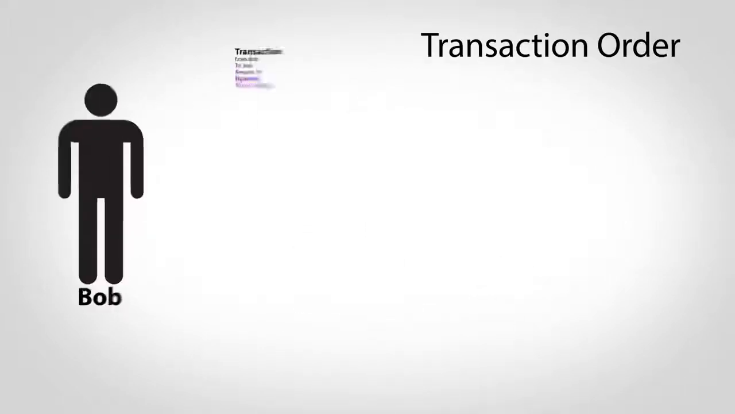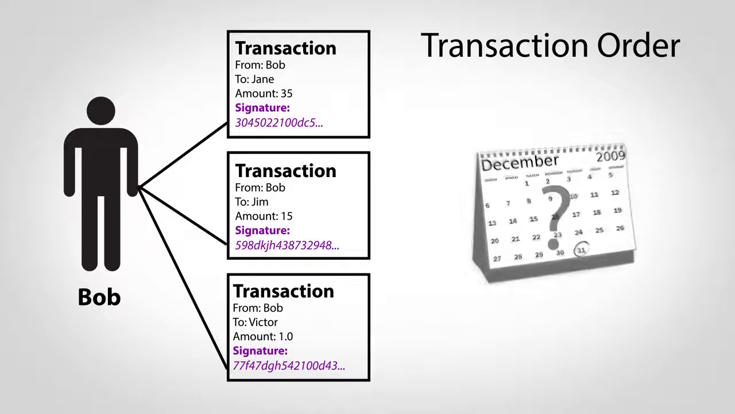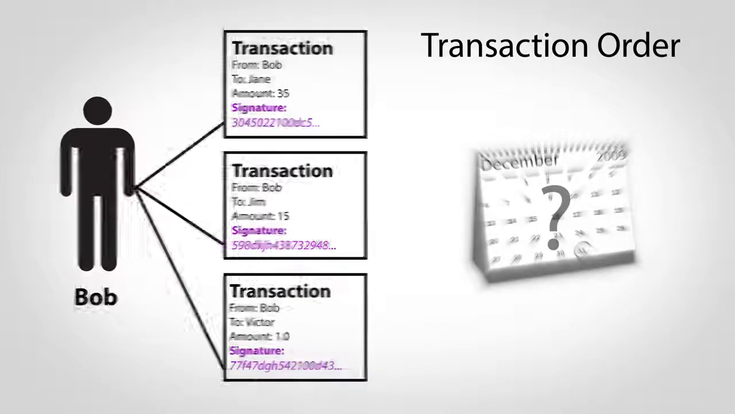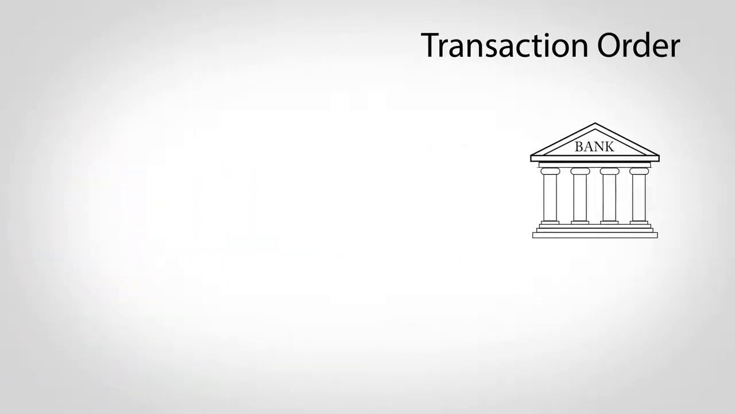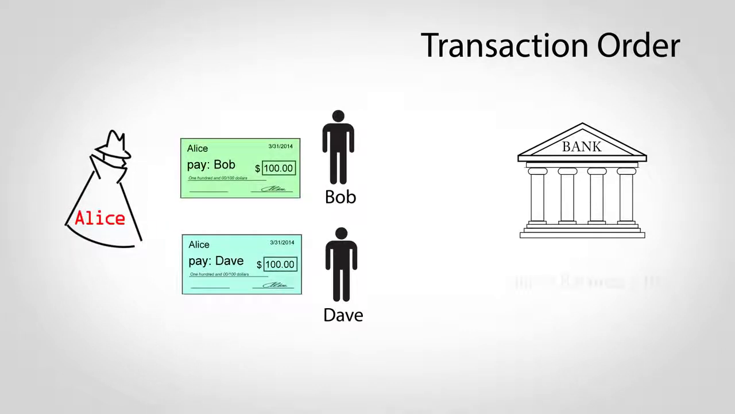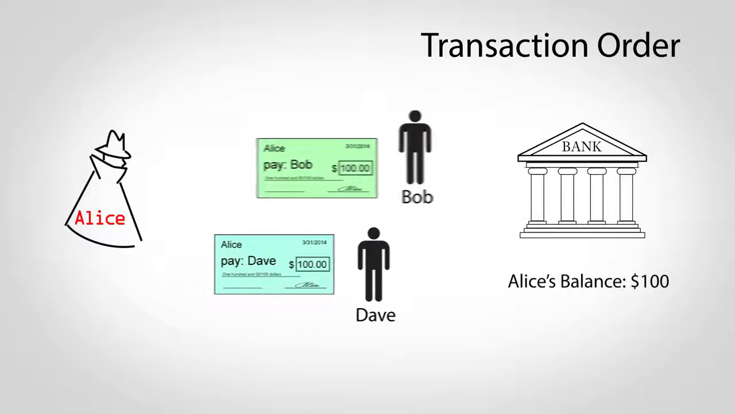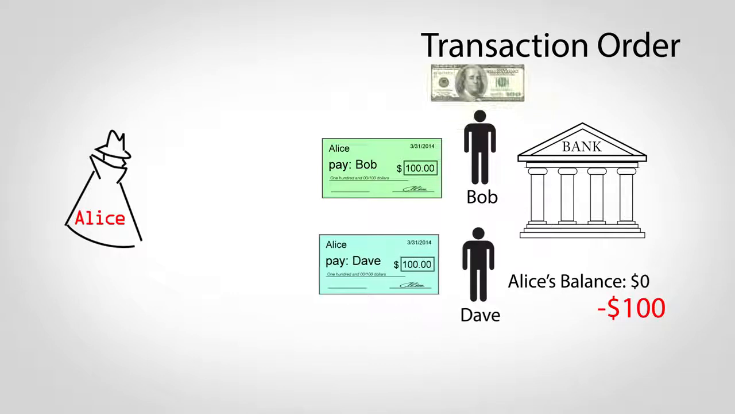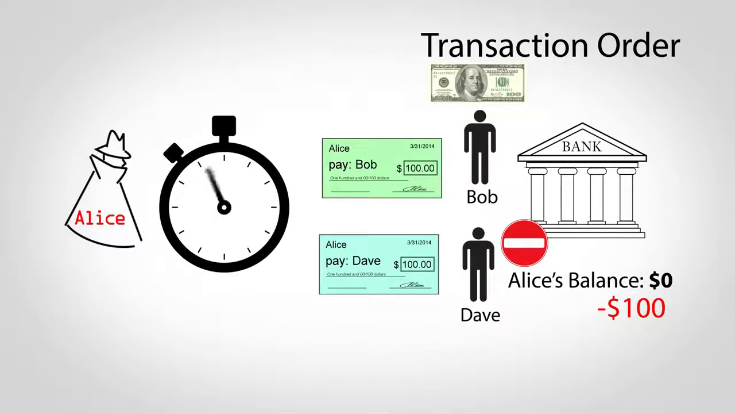While the mathematical signatures prove who sent a transaction, they can't prove when it was sent, and this turns out to be problematic. In our traditional banking system, if Alice wrote 2 checks but only had enough money to cover one of them, the bank would pay the first person attempting to cash his check but refuse the second because Alice's account would be empty.